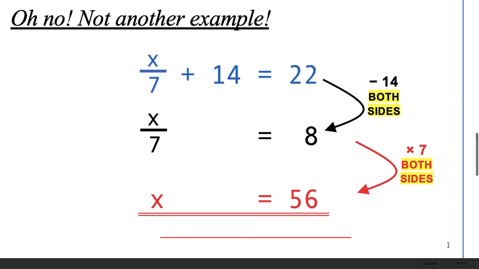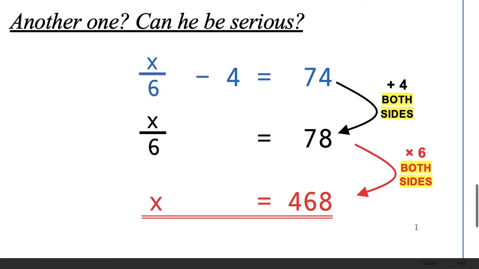Another example. x over 7 plus 14 equals 22. So again, I'd like to get the x bit on its own, isolate the x. So I've taken away 14 from both sides to give me x over 7 equals 8. But I don't want to know what x divided by 7 is. I want to know what a whole big fat hairy x is. So I multiply everything by 7, both sides, and that gives me a whole big fat hairy x equal to 56.